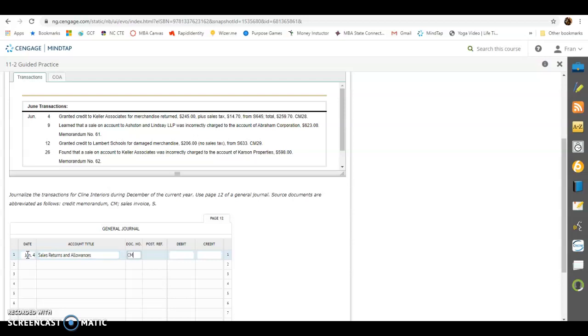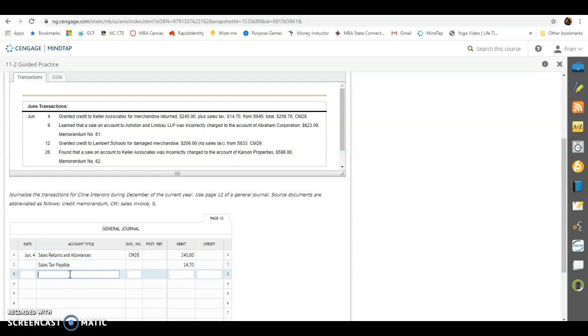Document number CM28. And the return was $245. That's our first debit. The second debit is going to be sales tax payable, because that is sales tax that we're not going to have to pay because we're actually returning the money to the customer.